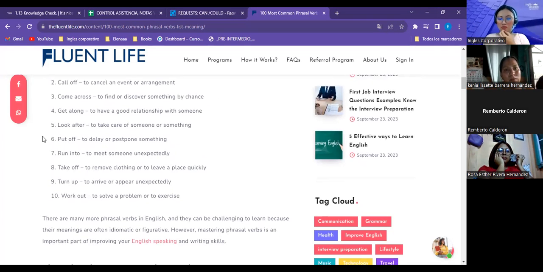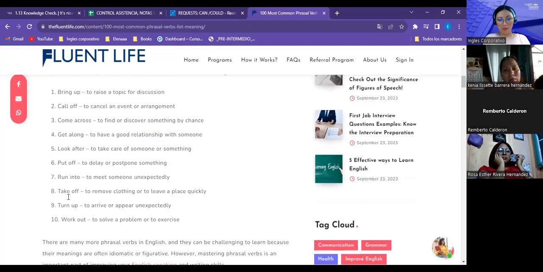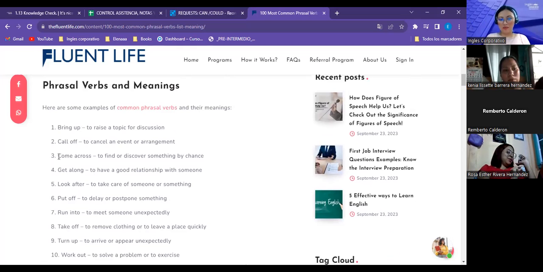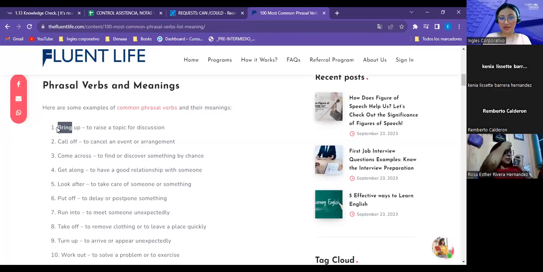Es interesante el uso de los phrasal verbs, porque el verbo turn puede significar algo, pero cuando ya lo combino con una preposición, turn up, significa algo más, ¿sí? Y ese es inglés. Entonces, sí les recomendaría revisar un poquito de ese tema, los phrasal verbs. Por ejemplo, bring up. Si se fijan el verbo bring, ¿qué significa el verbo bring por sí solo? Bring. Traer.